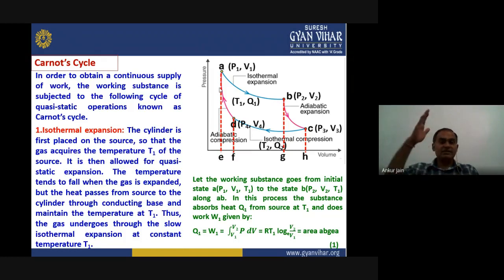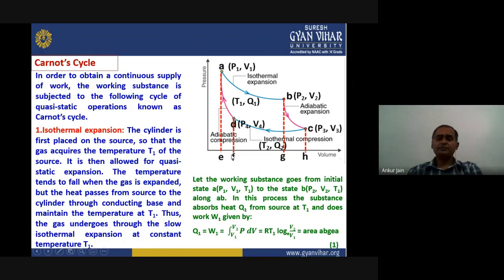When the gas is expanded, the temperature always tries to fall. But because of the presence of the source, this temperature remains constant, and that's why we are calling this expansion isothermal. The temperature remains constant because of the source.